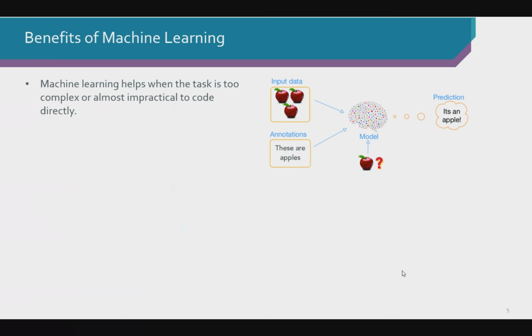As I was explaining, this is just a picture representation. You can supply your input as an apple and also tell your program that these are apples. Then your model will say, is it an apple, yes or no? Based on that model, it can correctly predict that this is an apple. So machine learning helps when the task is too complex or almost impractical to code directly. That's where machine learning really helps out.